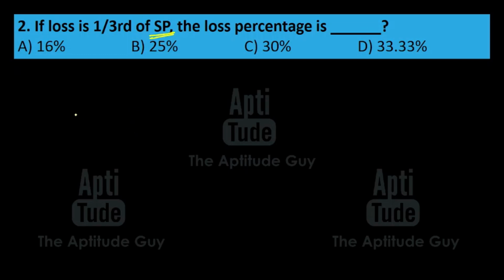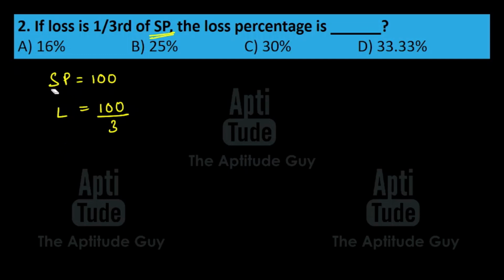So we simply need to find the relationship with cost price. Let's do that. So first of all, let's take the selling price as 100. Now, loss is 1/3 of selling price. So we have 100 by 3. Please don't convert it into decimals. You'll see why. Now, in order to find loss percentage, we need two things. We need loss and we need cost price. Do we have cost price? No. Can we find cost price? Yes, we already know how to.